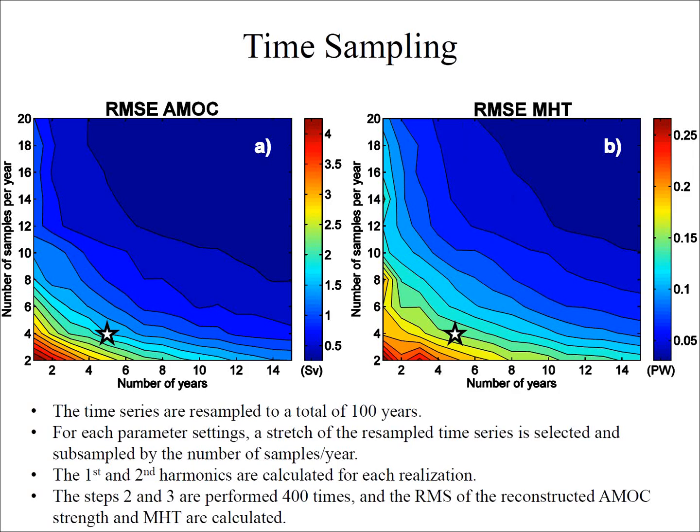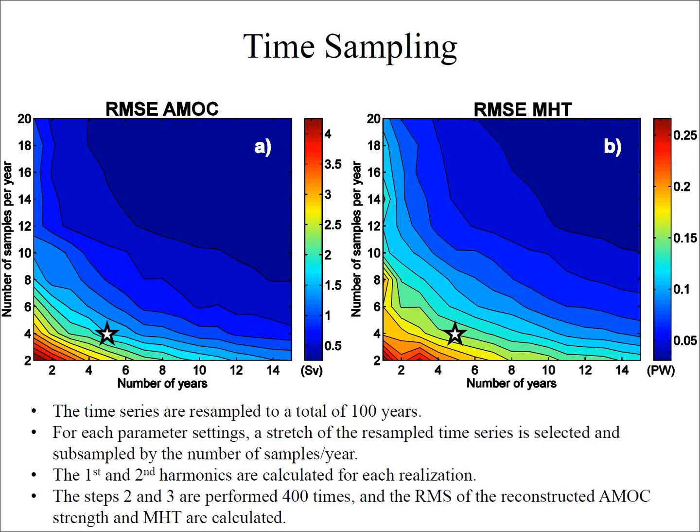This is calculated first because we just have 6 years of model data, so this had to be resampled, and we created a 100-year time series, just resampling and keeping the same seasonality. Then, for example, for a set of parameters, 4 times a year for 4 years, we select 4 years of this 100 years, sample every time, calculate the RMS against the seasonal cycle, and produce that 400 times so we can calculate the RMS.